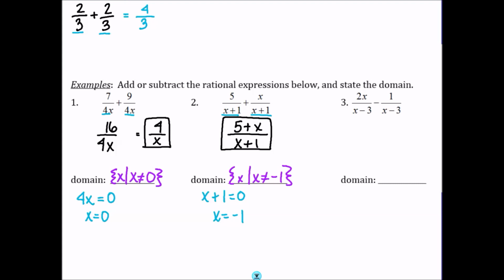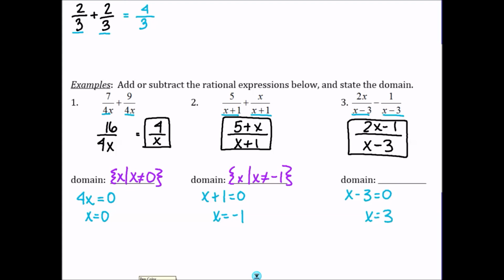In number 3, we are subtracting, but again, we have the same denominator, so we can just go ahead and subtract the numerators and write it over the denominator. You need to be careful when you subtract. Sometimes you might have to distribute the subtraction to the numerator of the second fraction. Since we can't factor either the numerator or denominator, 2x minus 1 over x minus 3 is our final answer. Again, to find the domain, we set the denominator equal to 0 and solve. So we end up with x equals 3, which means our domain is x such that x does not equal 3.